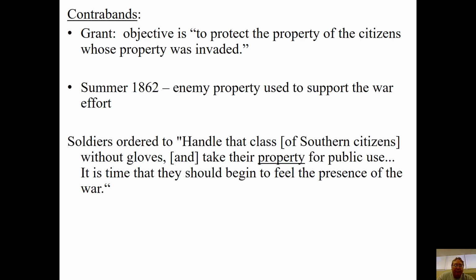ostensibly our objective here is to protect the property of citizens whose property was invaded. What he's saying here is at the very beginning of the war, even Ulysses S. Grant is saying, hey, look, we're not going to do anything. We're not going to free these people. We're just going to hold them here on their plantations until we can decide what to do with them.